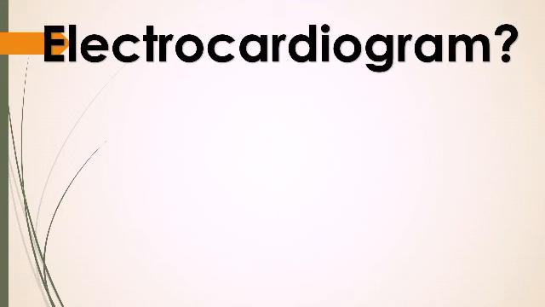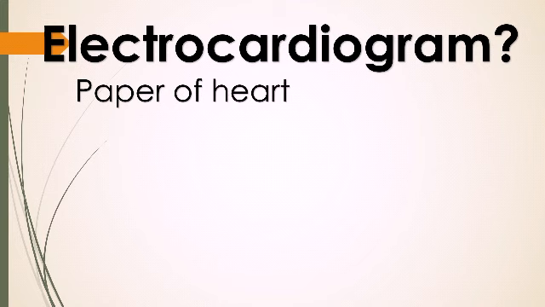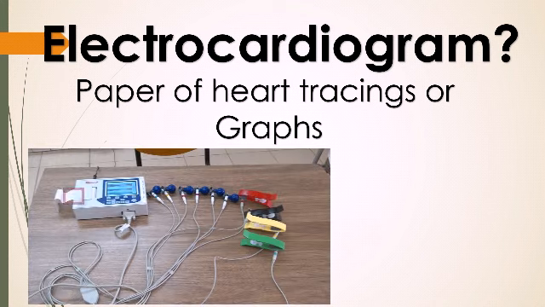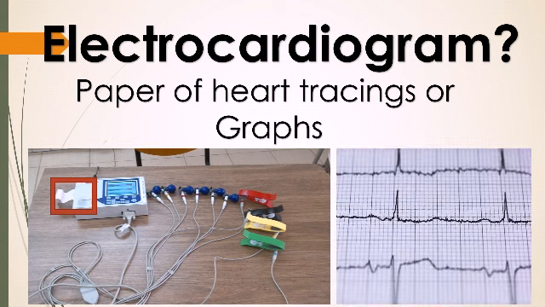The second one is electrocardiogram. The first one was electrocardiograph. Now this one is electrocardiogram. You wonder, what is electrocardiogram? Actually, it is the paper of heart tracings or graphs. So it is the paper that comes out of the ECG machine, the paper with heart tracings or graphs. That is electrocardiogram, and it looks like this one.